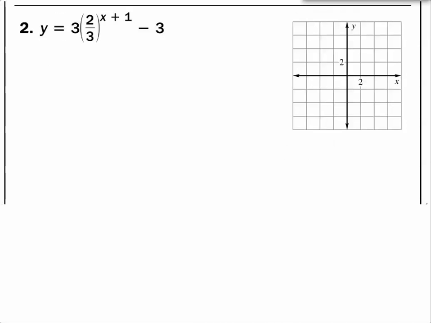Now, on to the second one. This one's a little more exciting. I'm going to do it the way the book suggested back in example 1, which is to take a moment, step back, and graph 3 times 2/3 to the x. If you do that, that has the points 0, 3 and 1, 2.